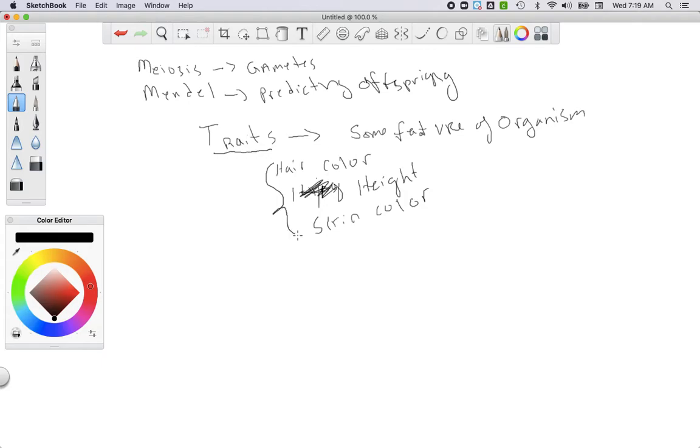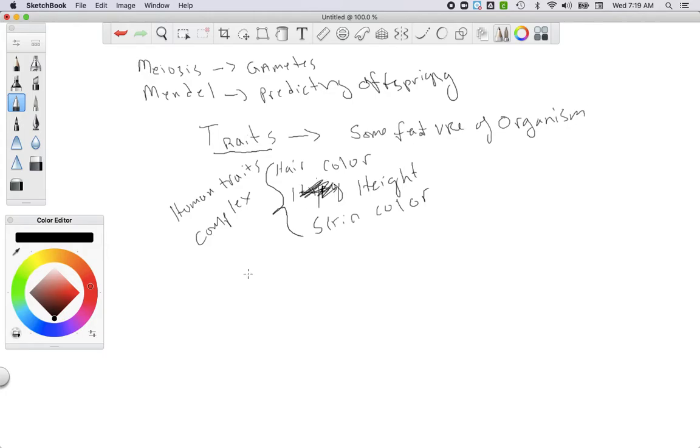Now, these human traits are very complex. They're going to follow the rules we're going to talk about, but they're not going to be controlled by one gene with only two different kinds of that gene. So if you want to predict hair color in humans, height in humans, skin color in humans, you can't look at the traits the way we're looking at them in pea plants.